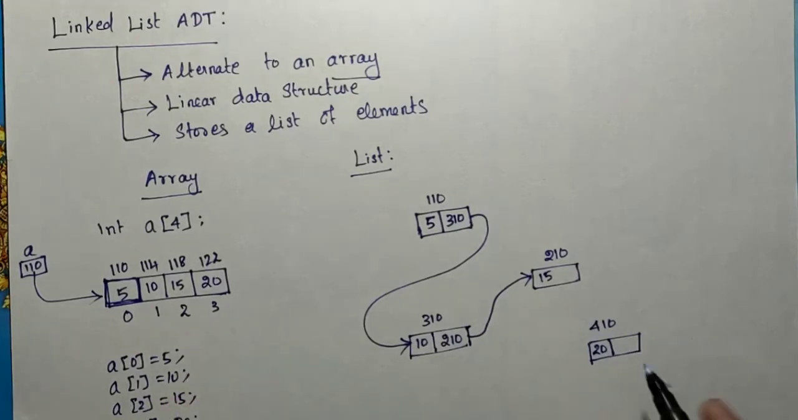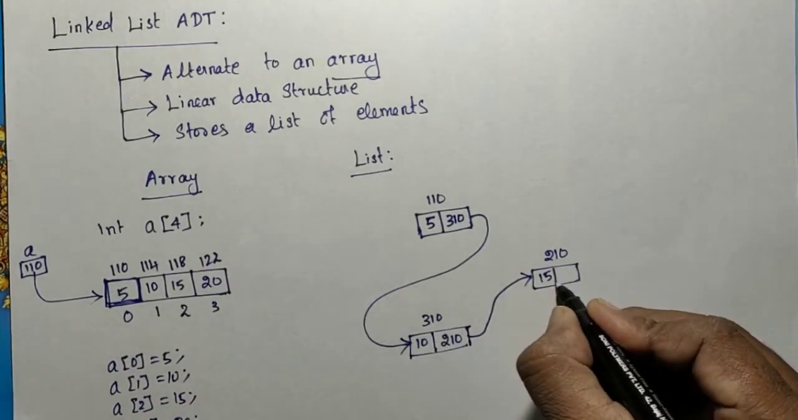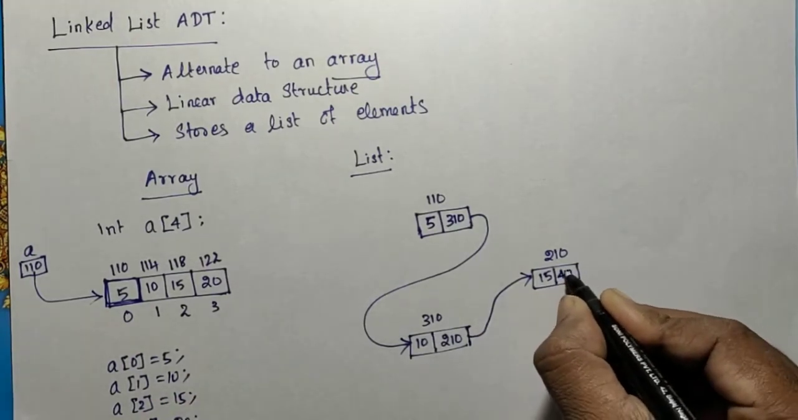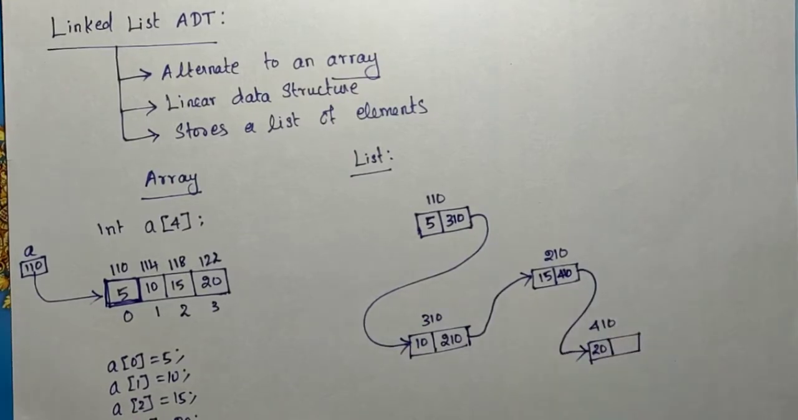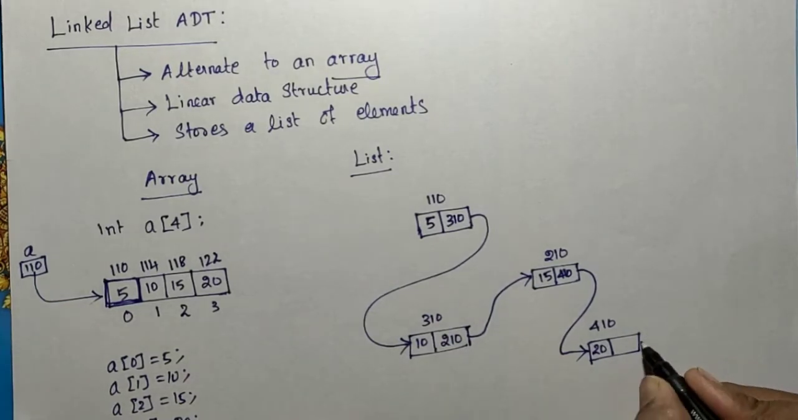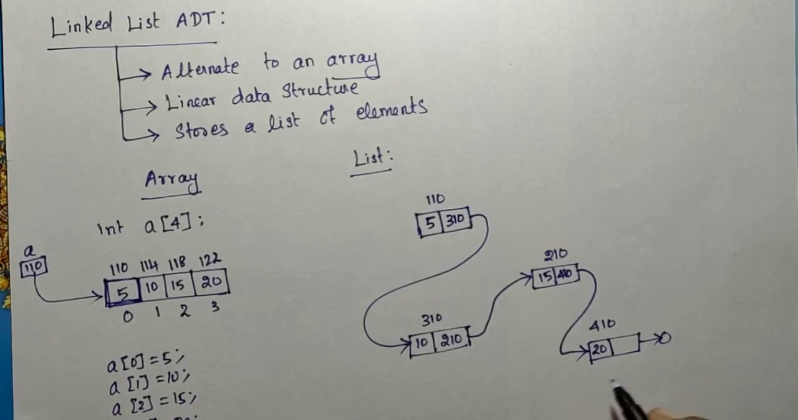Similarly, the 15 contains the address of another node, that is 20. The address of 20 is what? 410. The address 410 will be there, so that this link will be created. So this is the end of the list, 20. Further there is no node. No node means it is pointing to what? A null node. So it is called a null node, and it does not contain any address.